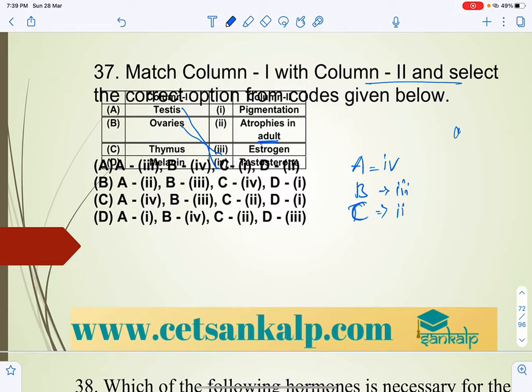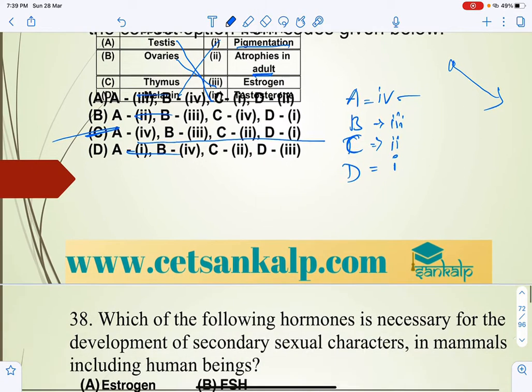From adult age to old age it will decrease. Up to adult age it will increase. And melatonin, that is the pineal gland, pigmentation. So D is 1. So the answer for that is A4, B3 and C2, D1, and C is the answer.